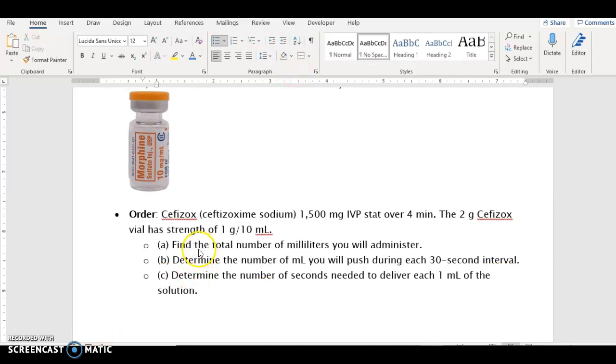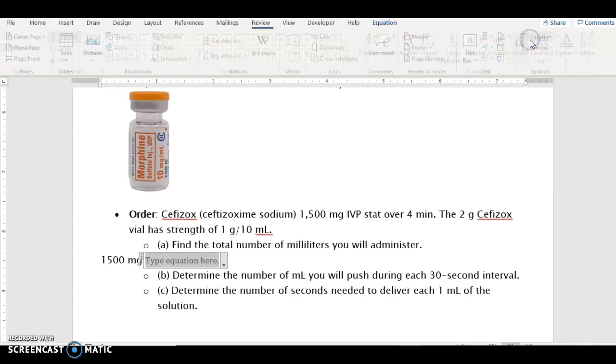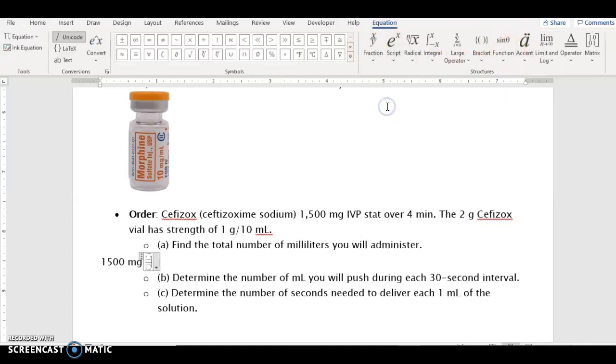Okay, so the first part of the question asks you to find the total number of milliliters you will administer. Notice that the strength is given as grams per milliliter, but the amount in the order is in milligrams. So we can quickly convert the amount given in the drug order into grams. We're going to go from milligrams to grams.